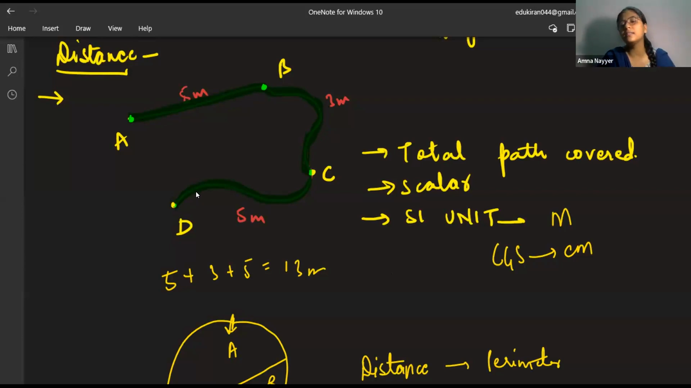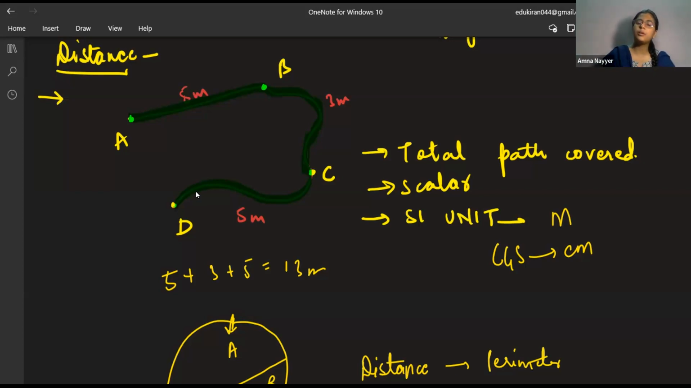All of you have done scalar and vector in your lower classes. Scalar quantities do not have direction. They just have their specific magnitude. So here also we'll be just discussing the magnitude of it. And the SI unit of distance is meters.